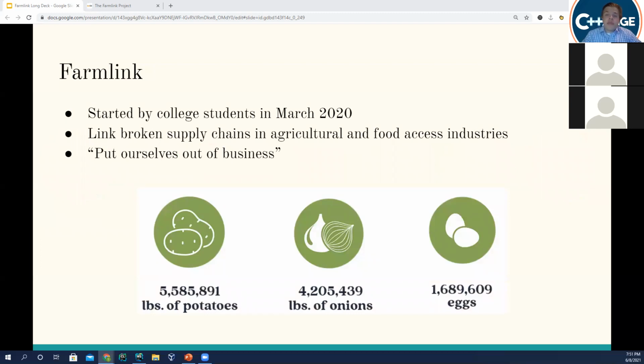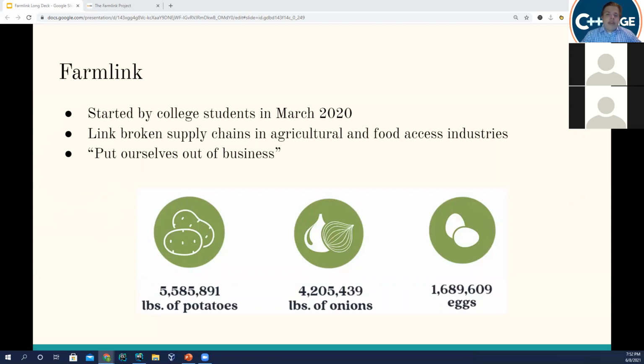So Farmlink was started by a group of college students in March 2020, and they wanted to help the people that were hardest hit by COVID-19. Those students looked at farmers that were dumping milk and plowing under fresh vegetables because demand from restaurants, stadiums, and other food distributors was plummeting at the beginning of the pandemic. And they quickly realized that there was a need for an organization like Farmlink.